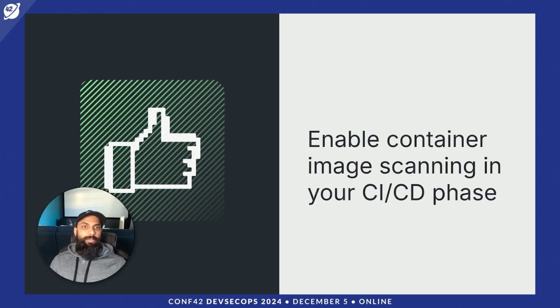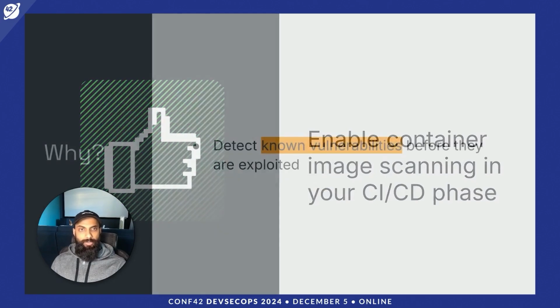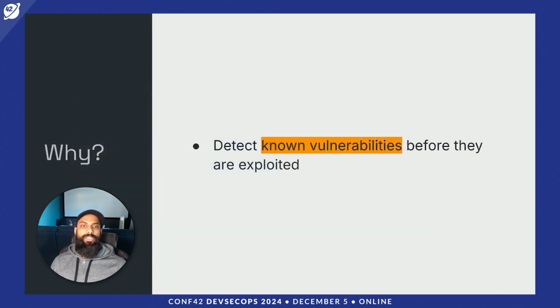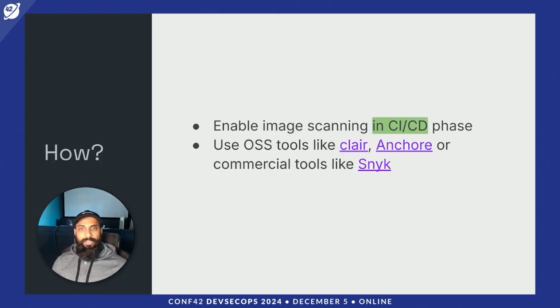Next would be to enable container image scanning in your CI/CD phase. If you haven't already, add container image scanning into your build pipelines; you will thank me later. This is extremely important. This can be helpful to detect known vulnerabilities before they are exploited. So enable container image scanning in your CI/CD to catch vulnerabilities before they become an attack vector.